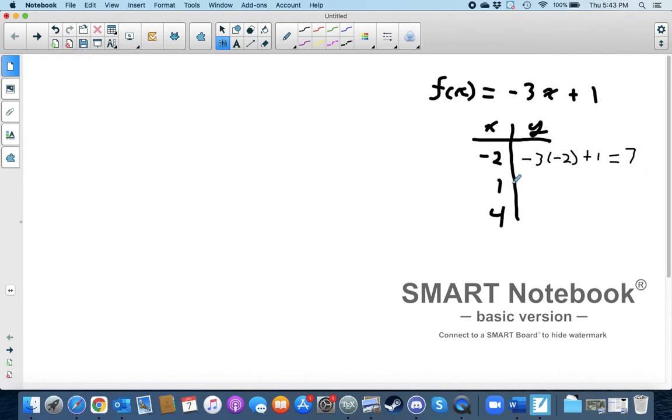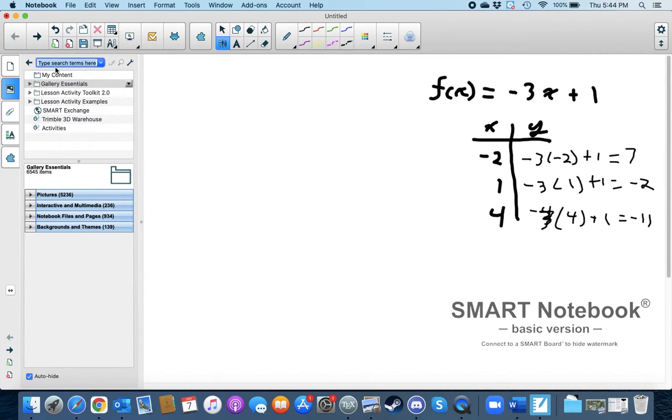Okay, let's evaluate it at 1. So we're going to have 1 as our input, meaning that 1 is taking the place of my x. And this is negative 3 plus 1, which is negative 2. And the last one would be where I have 4 as my input. See what happens? I say 4 and I write 4. So negative 3 times 4 plus 1. Negative 3 times 4 is negative 12, plus 1 is negative 11.